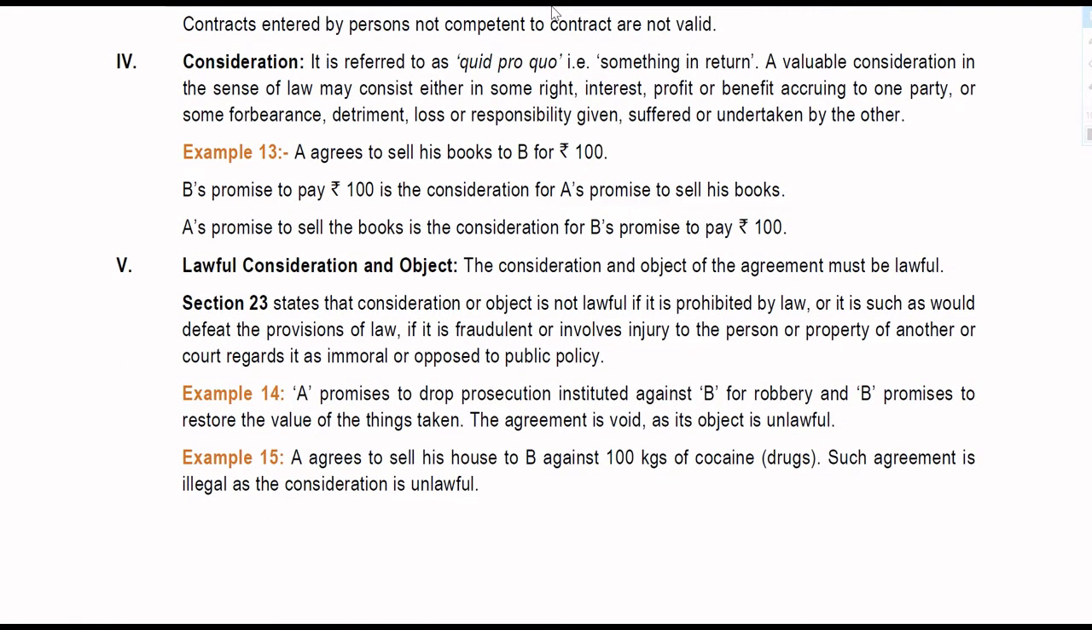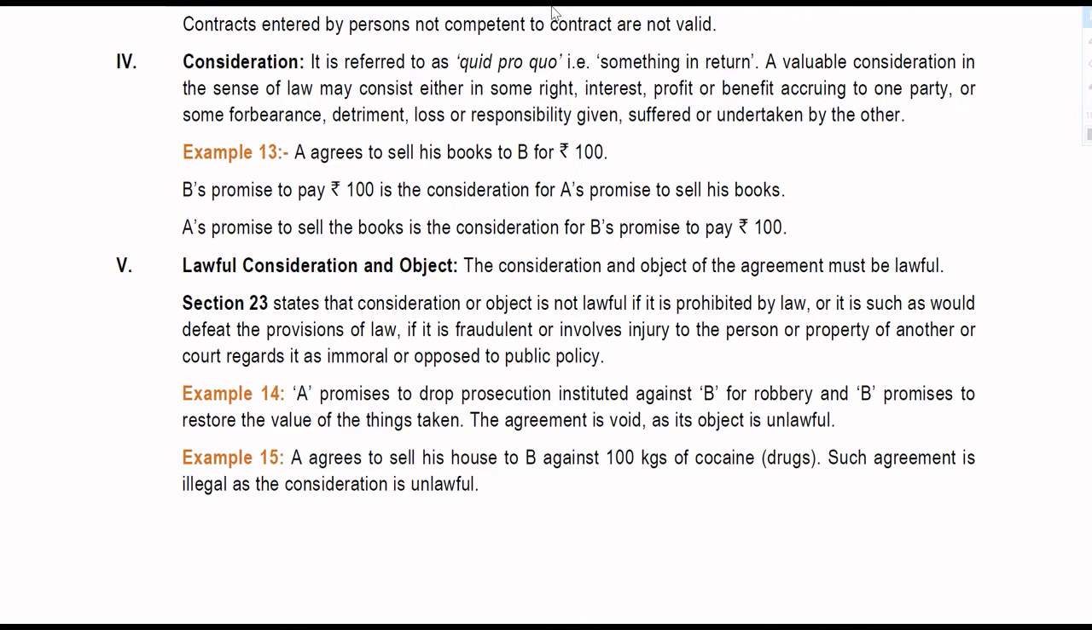Section 23 states that consideration or object is not lawful if it is prohibited by law, or it is such as would defeat the provision of law, if it is fraudulent, or involves injury to the person or property of another, or courts regard it as immoral or opposed to public policy. See, there should be lawful consideration and object between the persons.